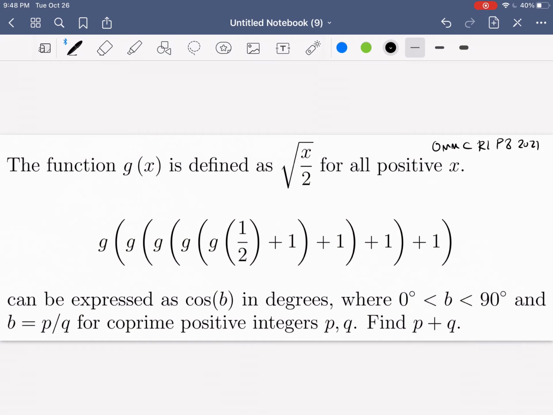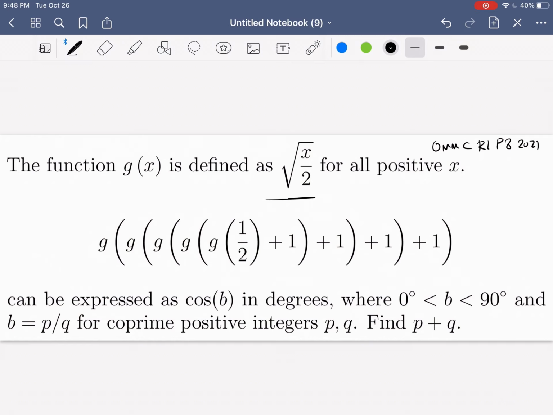So the problem is stated as follows. The function g of x is defined as the square root of x over 2 for all positive x. We have that this complicated expression can be expressed as cosine b in degrees, where b is a degree measure between 0 and 90 degrees, and b equals p over q for coprime positive integers p and q. So you want to find p plus q.